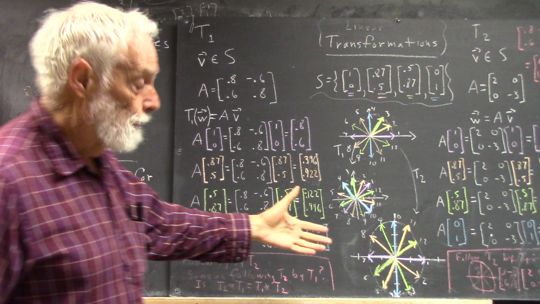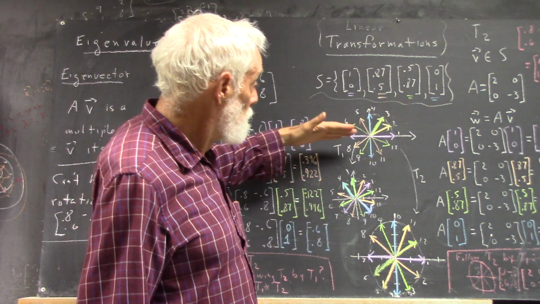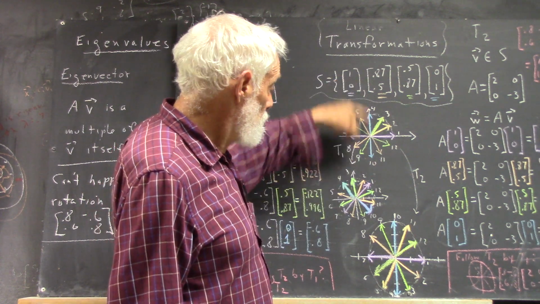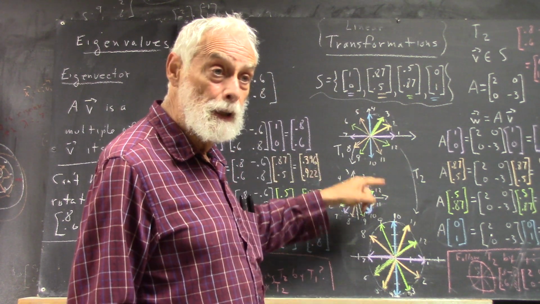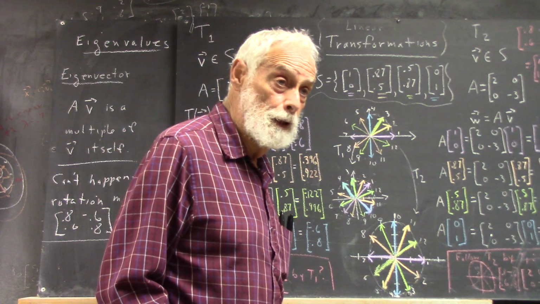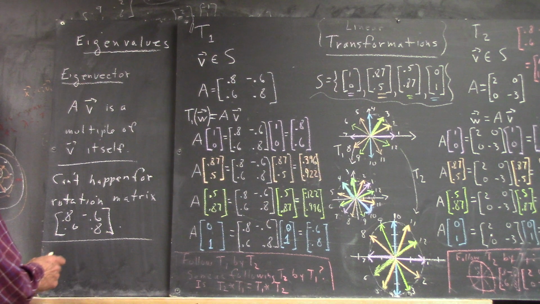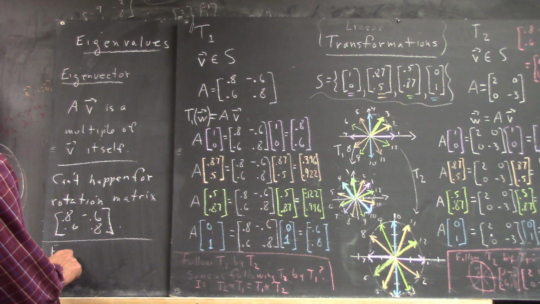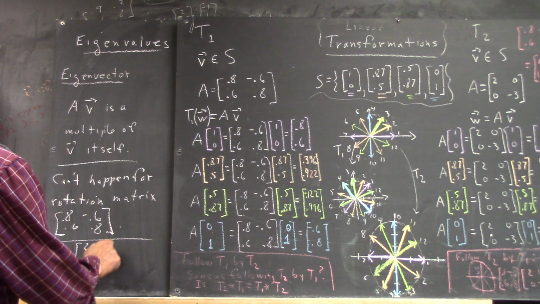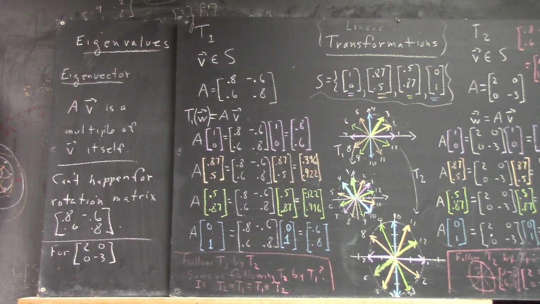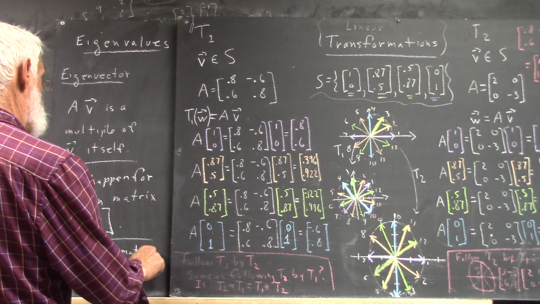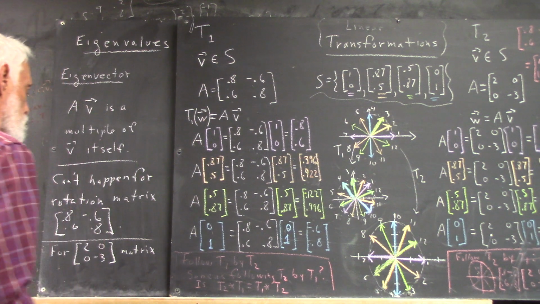Now, does it happen here? Well, yeah, the purple vectors here are in the same direction as the purple vectors here, and the blue vectors are along the same line as the blue vectors, even though they reverse direction, right? So, for the matrix with 2, 0, 0, 3, what happens?